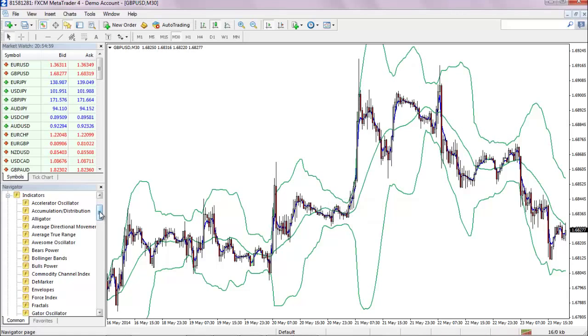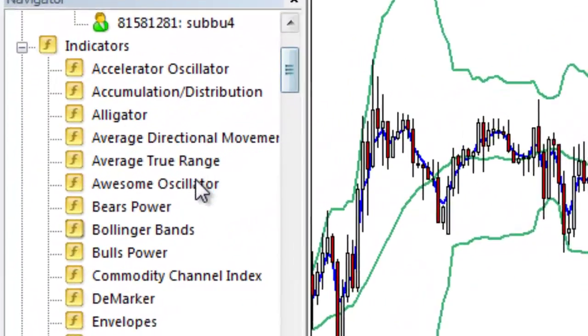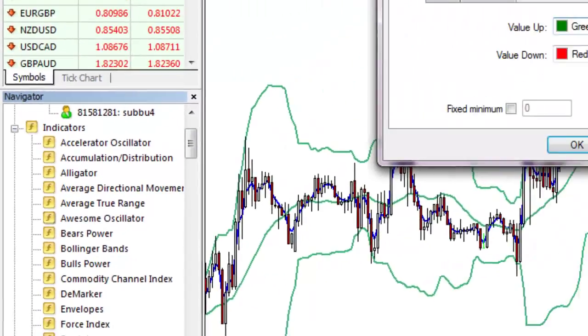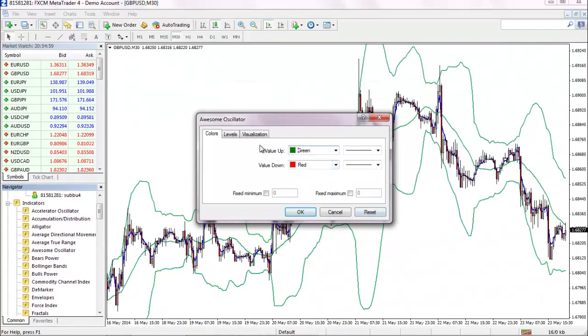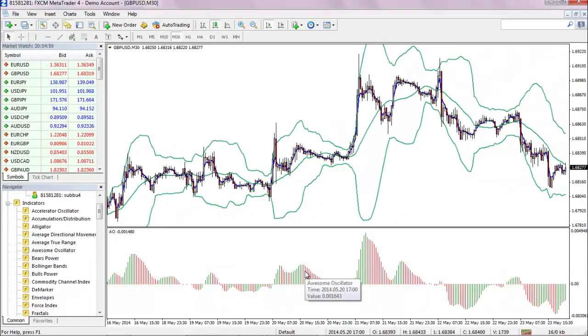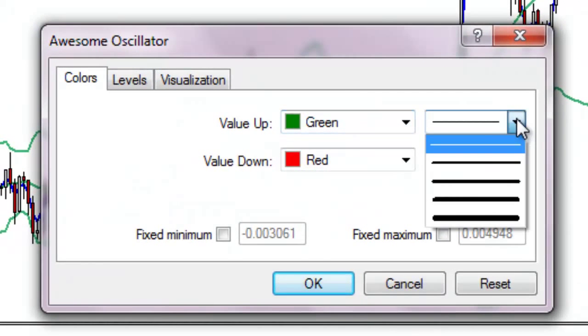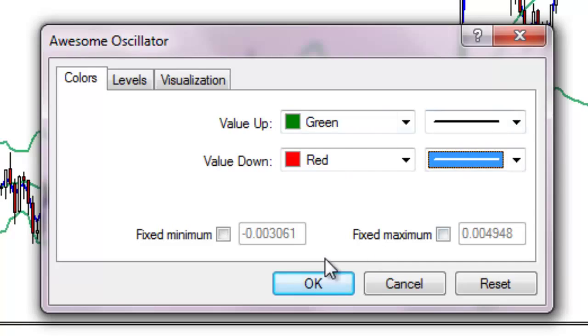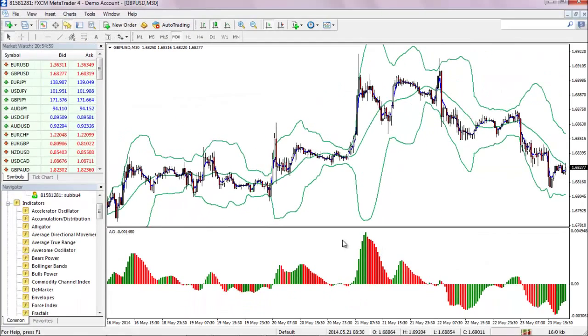The third indicator is awesome oscillator. So this is the awesome oscillator indicator. Click on this one. You can use the default settings for this awesome oscillator. Just use the default settings. Click OK. And I'm changing the width of these lines here so that I can clearly see the indicators on the chart. Okay, now this is the awesome oscillator indicator.